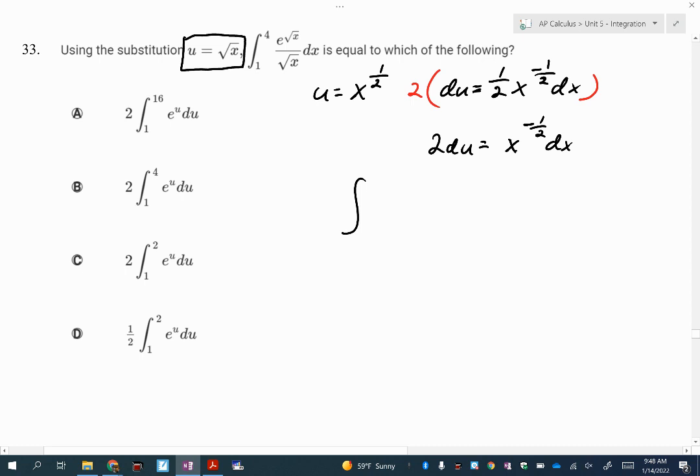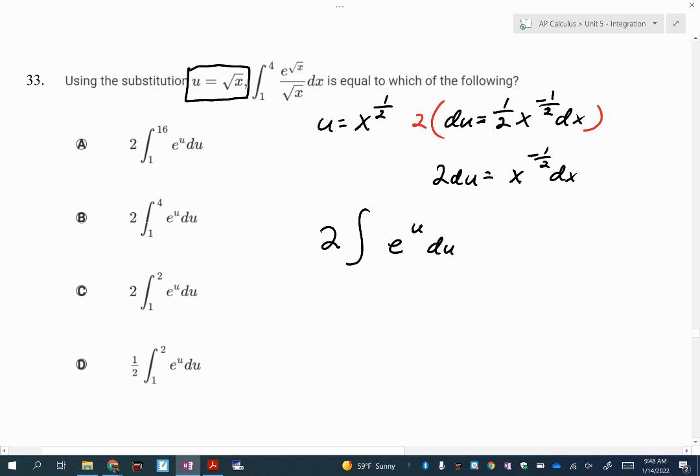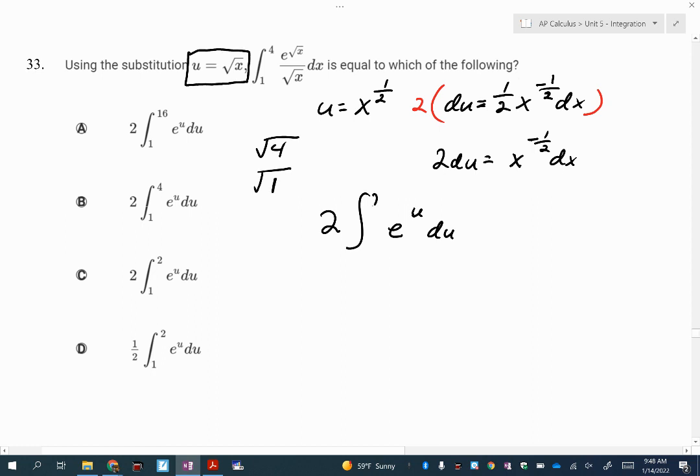All right, so I'm going to do my new integral. I'm going to have new limits of integration here in a moment. That's e to the power of u, and then the square root of x in the bottom, and dx is actually the same as 2 du, but you put that 2 out front, right? That constant goes in front. Now here are my new limits of integration. I'm going to plug in 4 into the square root of x, and I'm going to plug in 1 into the square root of x. The square root of 4 is 2, square root of 1 is 1. So I'm looking for this to be my answer. All right, it looks like C has that for my answer.